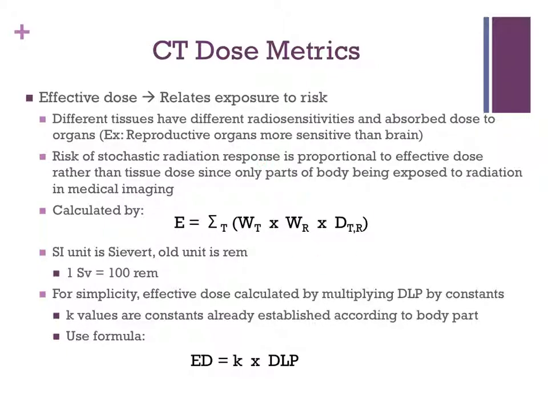and it is given in sieverts for the SI unit, but the old unit is the rems. And it's important to know that 1 sievert is approximately 100 rem. To keep this simple, we need to know that the effective dose is calculated by multiplying the DLP by the constants referred to as the K values right here. And these K values have already been established according to body parts. Then we know that we can use the formula, the constants times the dose length product equals the effective dose.